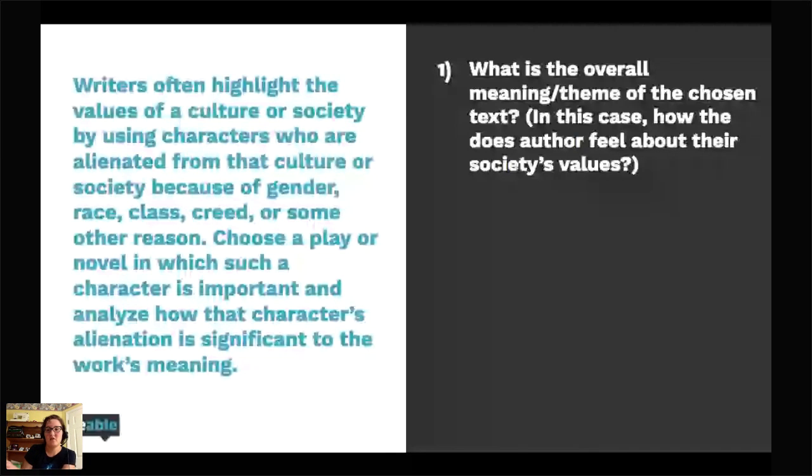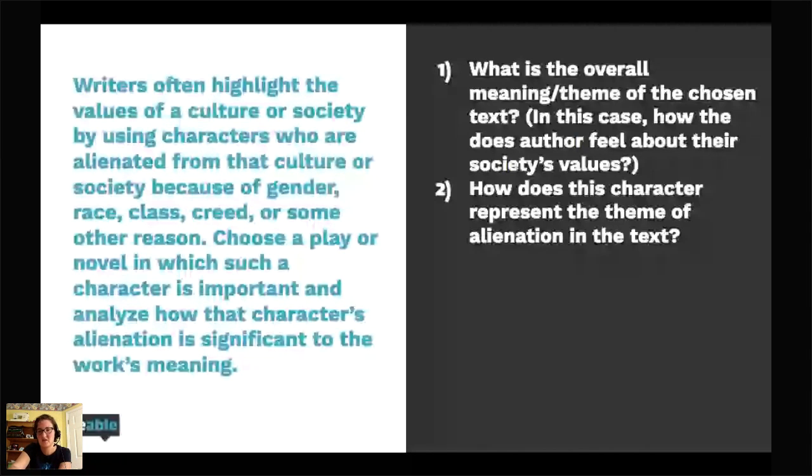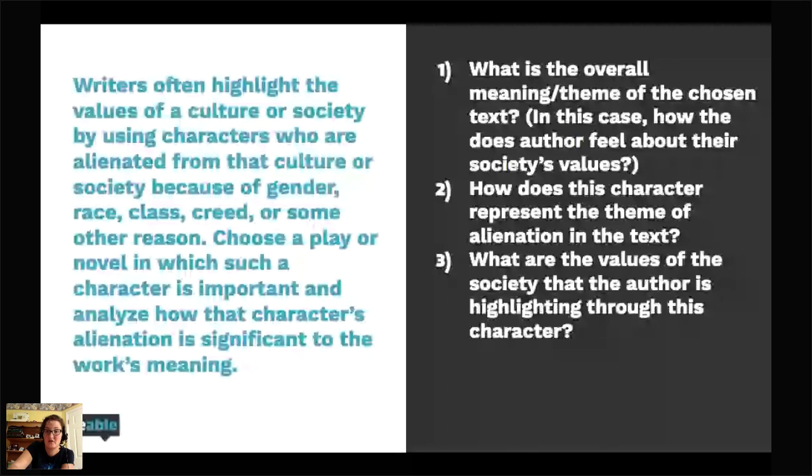How does the character represent the theme of alienation in this text? You're not going to explain it, but this is a question you need to know the answer to. In what ways does this character represent alienation? What are the values of the society that the author's highlighting through this character? Because you're answering that first question too. The overall meaning is this. And then what is the author saying about the values through this character? How does she do this?